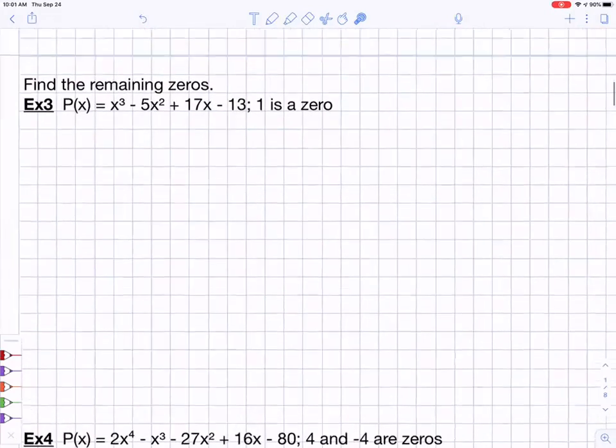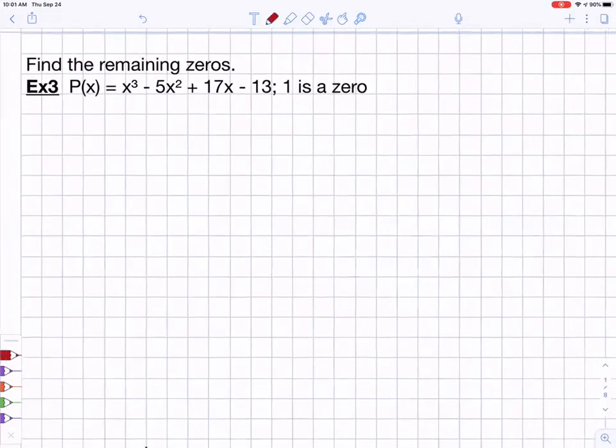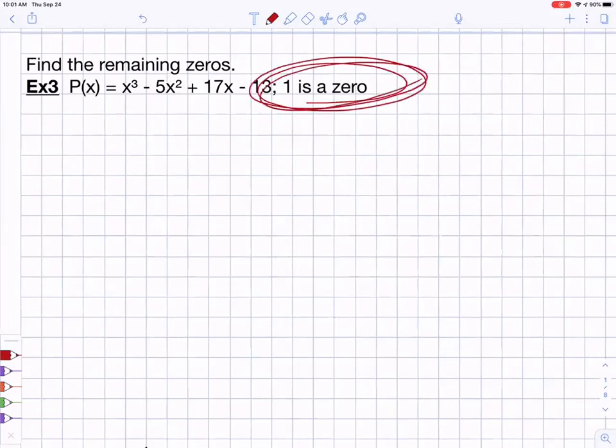All right, find the remaining zeros. Take a look at a phrase inside of the exercise. When you're told a number is a 0, what does that mean to you? Prove it. That's step number 1, okay? So you're told that 1 is a 0, go prove it. Don't do anything else until you've proven it. So what goes in the box? 1, yeah, because remember, whatever x equals always goes in the box.